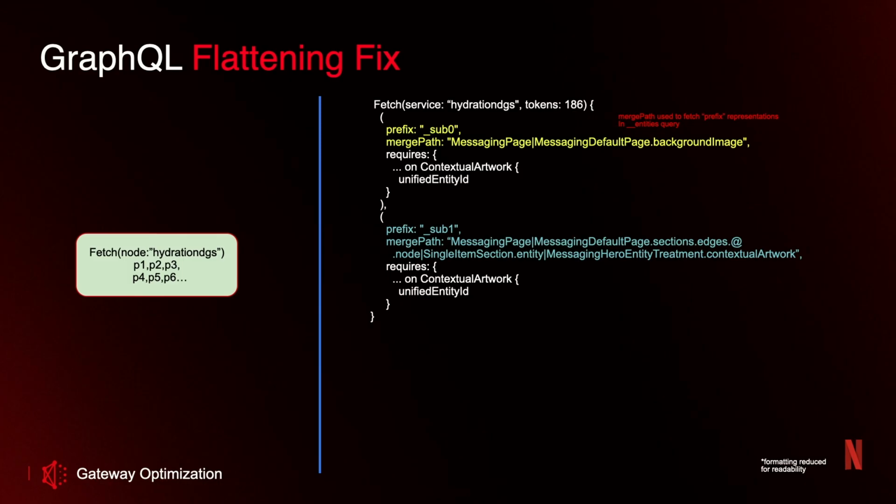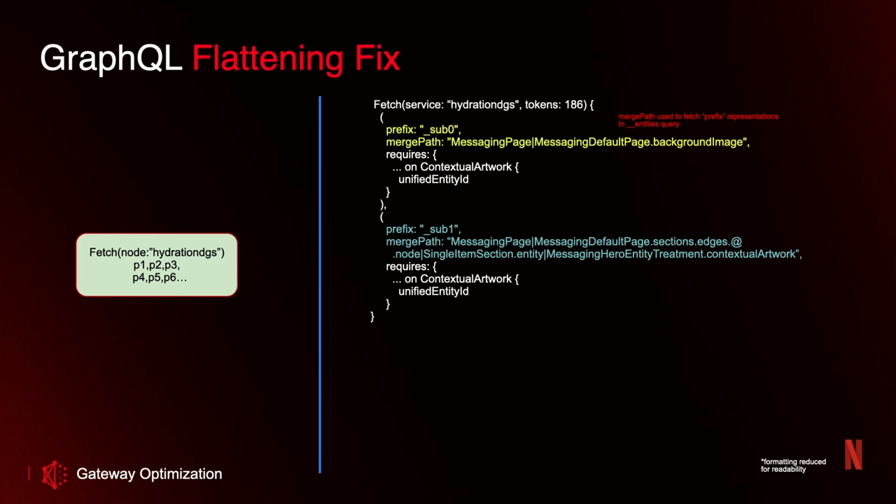So what does that look like in practice? There's a fetch node to hydration DGS, and during the skeleton query, there's a bunch of different merge paths, right? And the example that I'm showing here is a fan out factor of 2, just because it's easier to read, but you could envision this as a fan out of 13 on the average case.